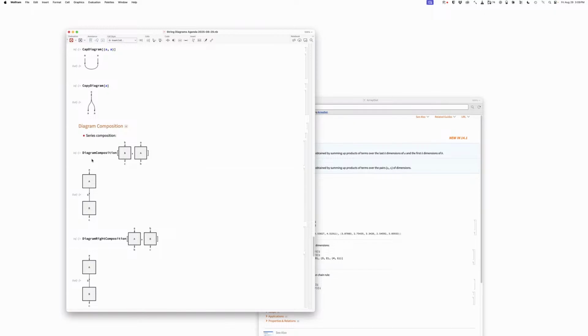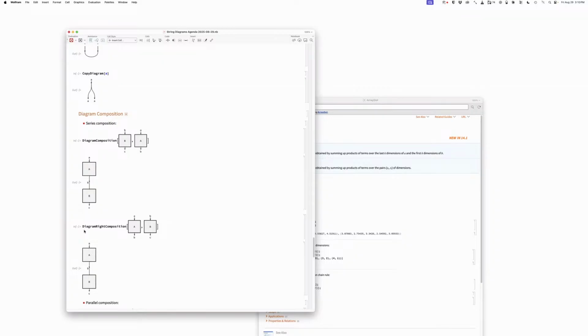So this is the section I was saying might clarify what the relation is with expressions. We get two types of composition, vertical and horizontal, or you could say series and parallel. What's diagram right composition? Just in reverse order. It composes them left to right rather than right to left.